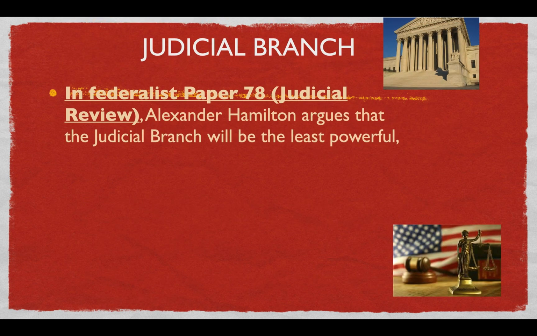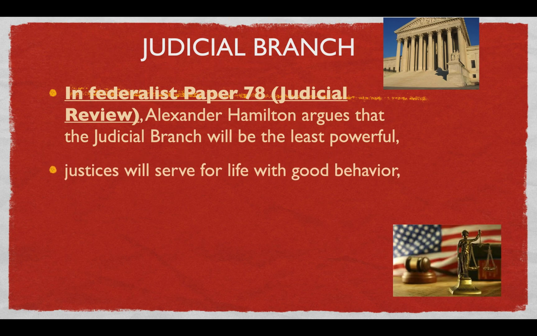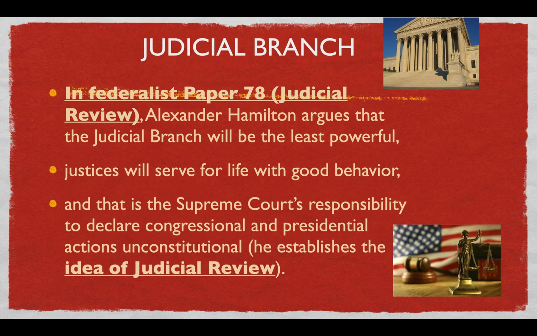Okay. Now, where is it actually found? It's in Federalist 78. Judicial review is actually a concept that's really termed by Alexander Hamilton. Alexander Hamilton argues in Federalist 78 that the judicial branch will be the least powerful branch, okay? He argues that the justices will serve for life with good behavior. So we get into this idea of good behavior, serving for life, okay? He also argues that in the Supreme Court, it's their responsibility to declare congressional and presidential actions unconstitutional. He established this idea of judicial review.